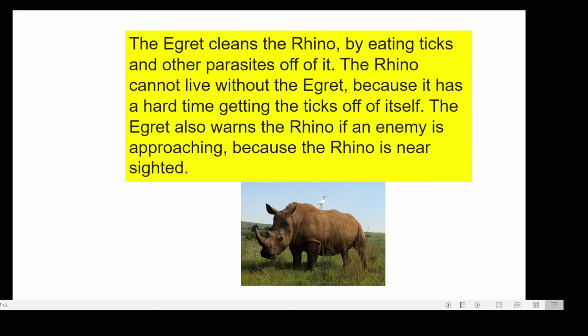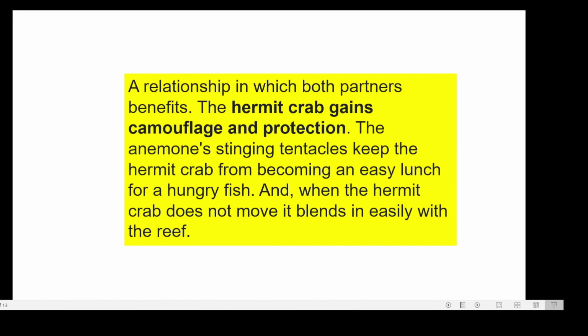Let us take another example, the relationship between egrets and the rhino. The egret cleans the rhino by eating ticks and other parasites of it. The rhino cannot live without the egret because it has a hard time getting the ticks off of itself. The egret also warns the rhino if an enemy is approaching because the rhino is nearsighted.